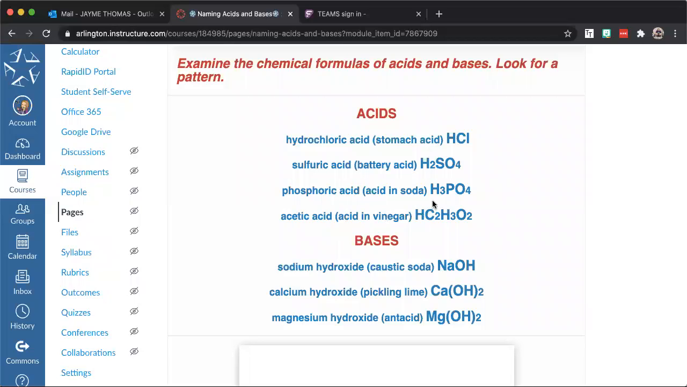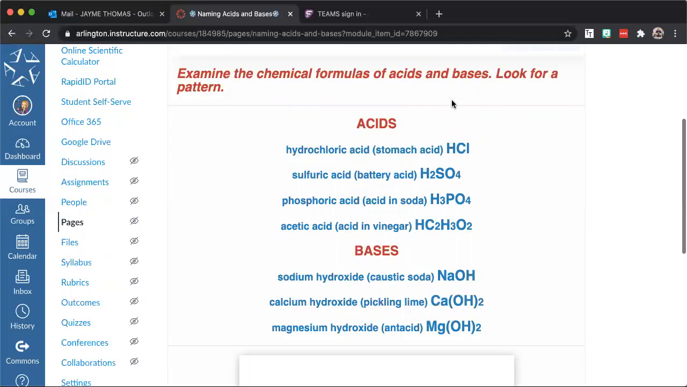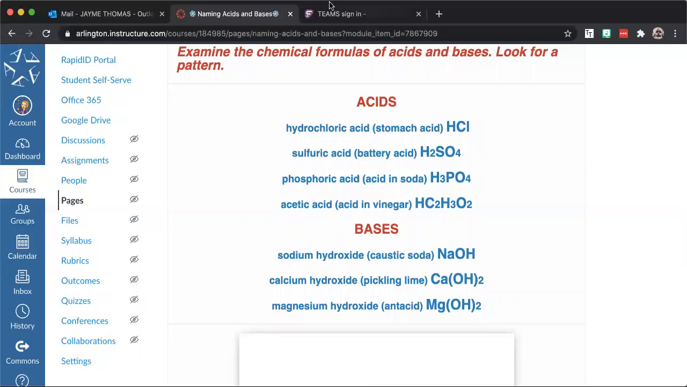What do you guys notice that the acid formulas have in common? Look for something, what do they all have in common? Anybody see anything? You can say something in the chat. They all have what? Sorry, you cut out.